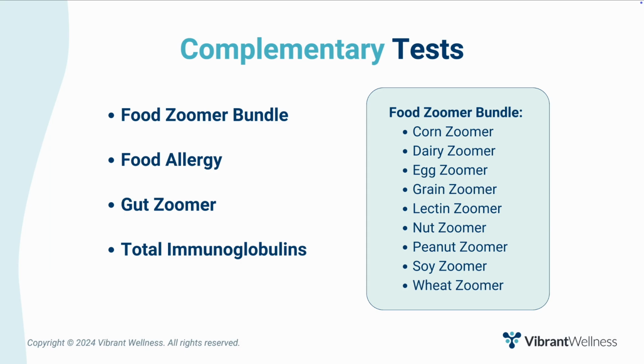In addition to the dairy zoomer, consider a food zoomer bundle to assess for immune reactions to peptides in other commonly consumed foods, such as the corn zoomer, egg zoomer, grain zoomer, lectin zoomer, nut zoomer, peanut zoomer, soy zoomer, and wheat zoomer. Also, the food allergy panel to assess IgE immune reactions to 12 of the most common food allergens. And note that if this test is ordered, the results will populate alongside food zoomer results. And also the gut zoomer to assess for gastrointestinal imbalances that may potentially increase the risk for food sensitivities. And finally, total immunoglobulins to evaluate baseline levels of total IgA, IgG, IgE, and IgM.